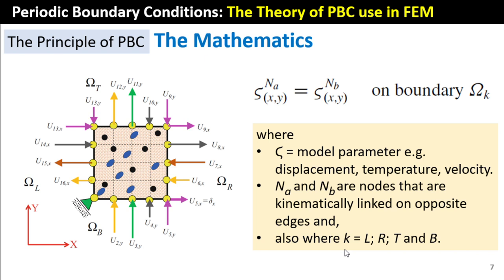So the principle is that if you're looking at displacement, the displacement of a set of nodes must be equal to the displacement of a kinematically linked opposite edge set of nodes. That's the principle, the mathematics behind the periodic boundary condition.